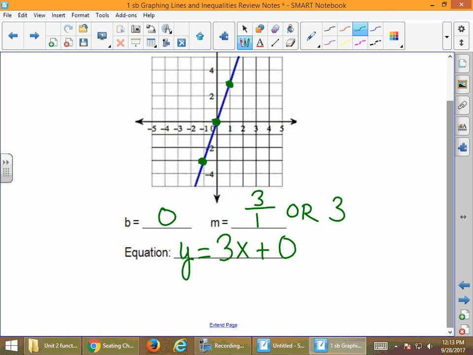And some of you may be thinking, do I really need to write the 0? You don't really need to write the 0. Sometimes people are very literal learners, so they like to have everything in front of them. And when you write the plus 0, you can identify the fact that the slope is 3 and the y-intercept is 0 without having to figure out what the y-intercept is. Either of those answers is fine.